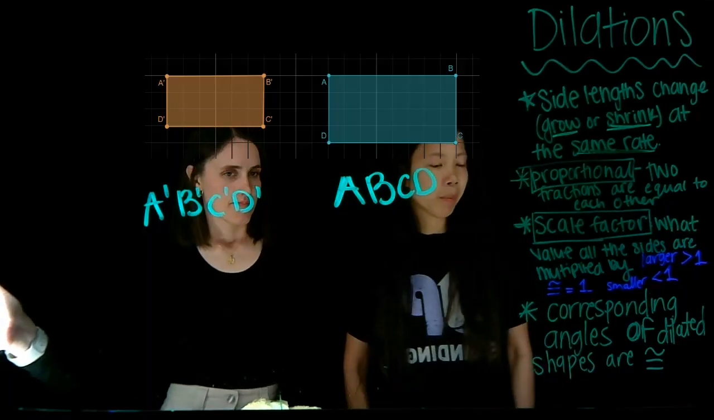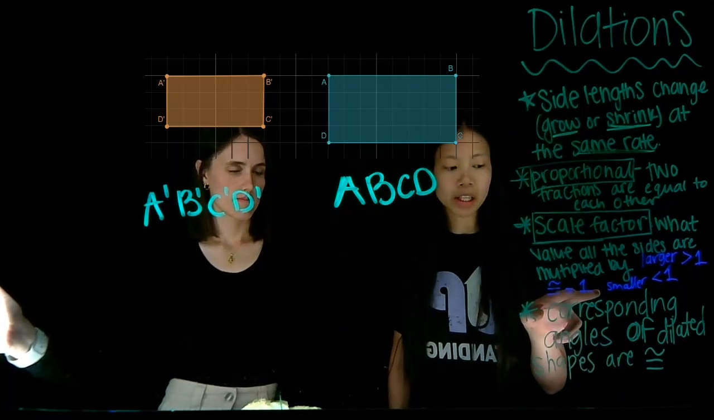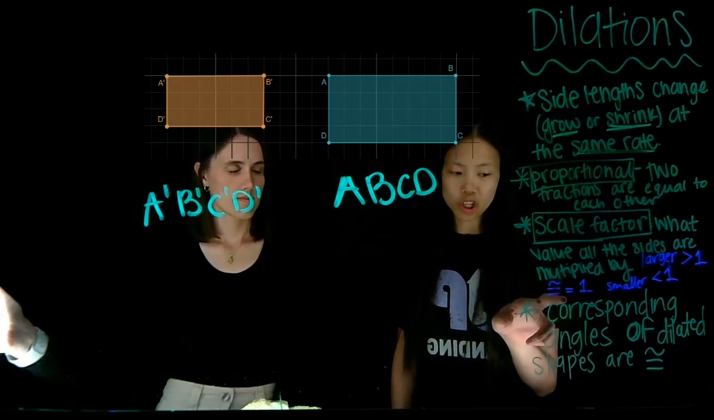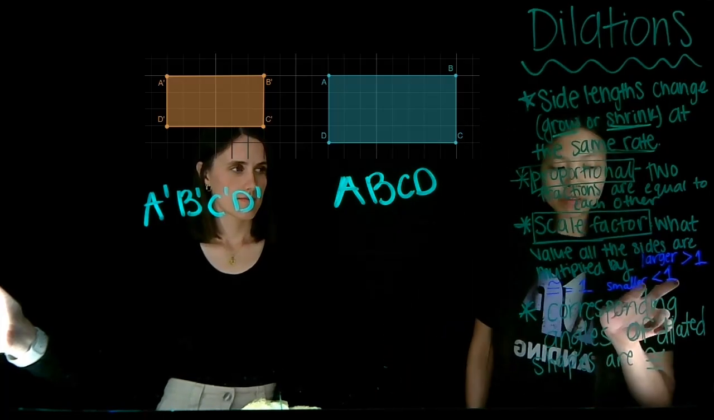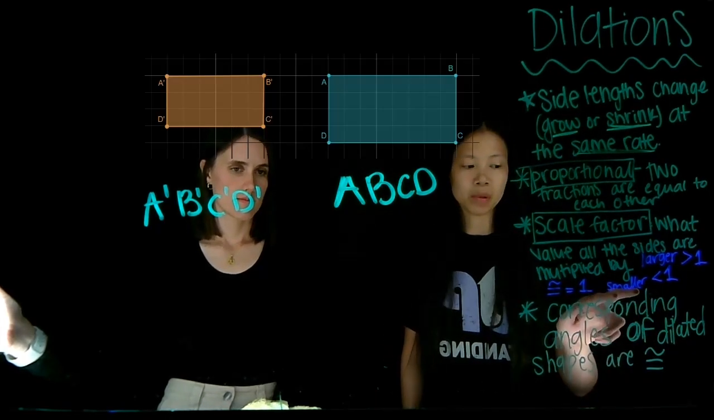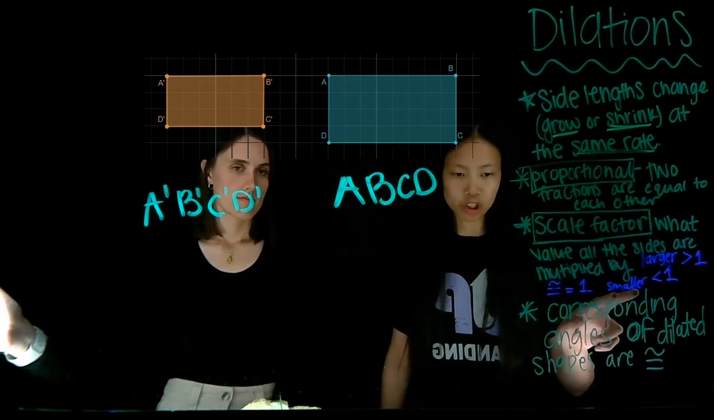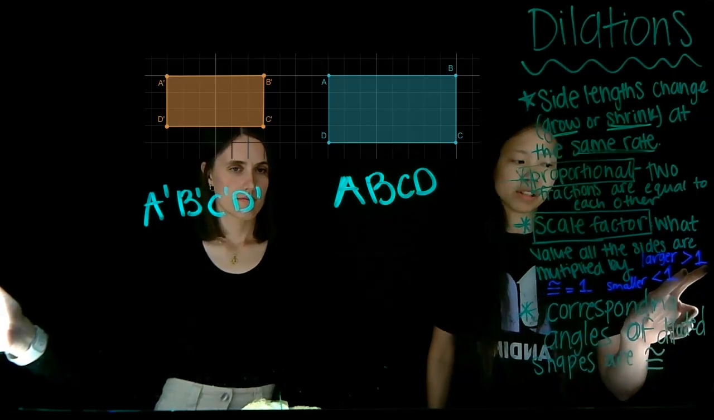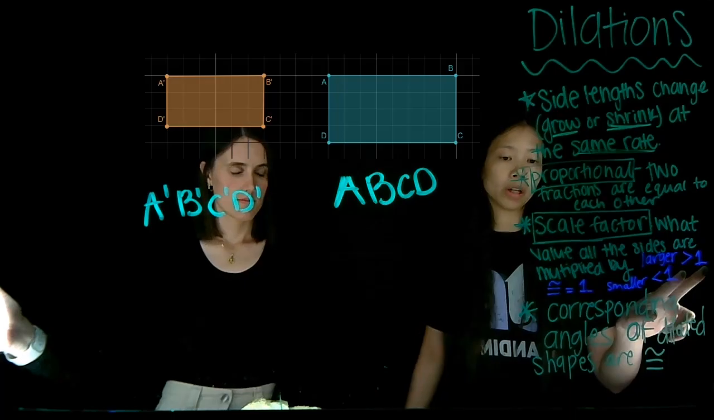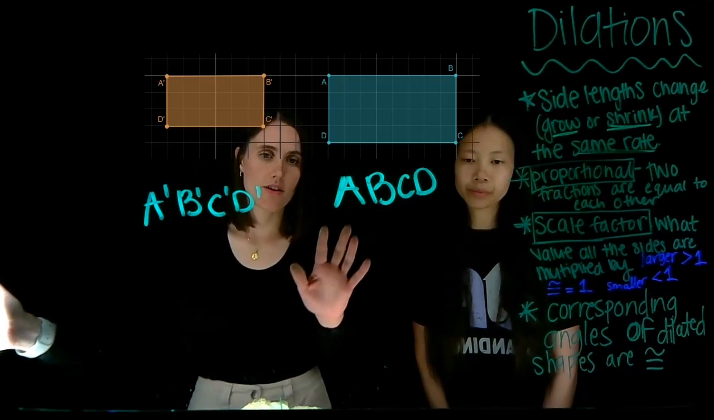All right, just to recap our scale factor, if our scale factor is 1, then that means the resulting shape and the original are congruent. If our scale factor is less than 1, then that means our resulting image is smaller or shrunk down from our original size. And if it's greater than 1, that means our resulting shape is enlarged or is bigger than our original shape.